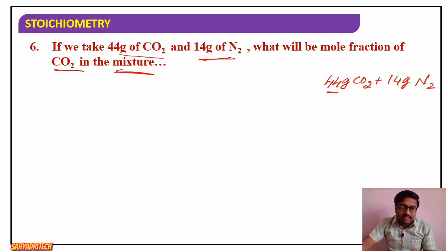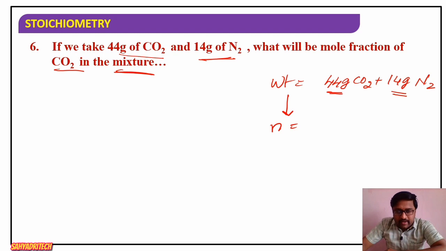But what is given here? Weight is given: 44 gram of carbon dioxide and 14 gram of nitrogen. So this weight must be converted into number of moles. It's the first step. First we have to convert weight into number of moles. How? If you know the gram molecular weight, it is possible. Weight divided by gram molecular mass gives the number of moles.